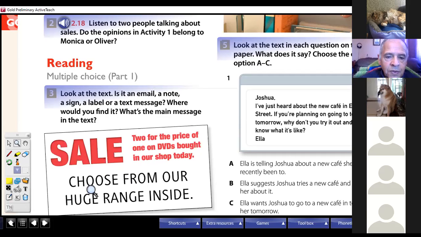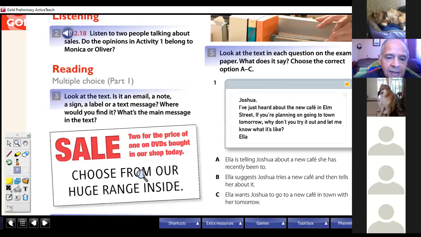Sale. 2 for the price of 1 on DVDs bought in our shop today. Choose from our huge range inside. All right, that is the sign, okay? It's a sale. You have to buy 2 for the price of 1 on DVDs bought in our shop today. Choose from our huge range inside.